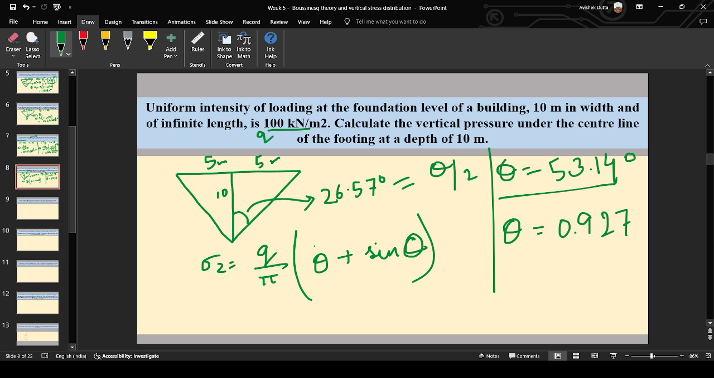Now put the value q equals 100 divided by pi in bracket, theta, that is 0.927, plus sine theta, that is sine of 53.14 degree. The value of this stress will be approximately equal to 54.98 kilonewton per meter square. So this is the main formula of line load, and you have to take the angle theta as the entire angle subtended at the point of consideration.